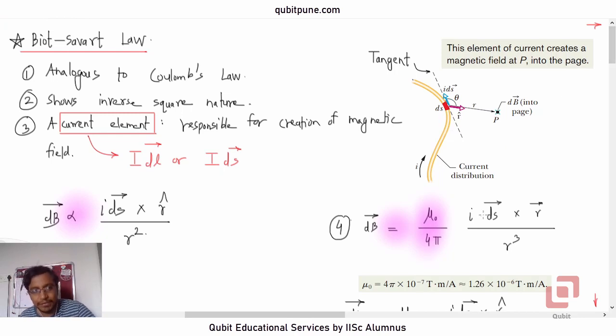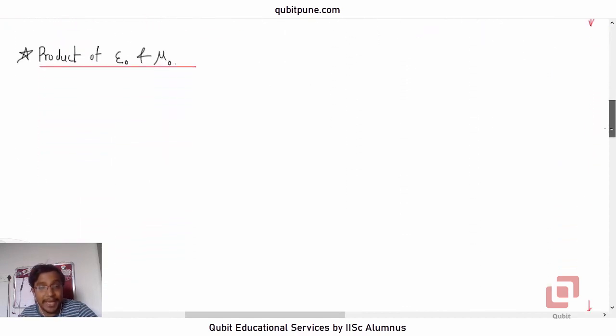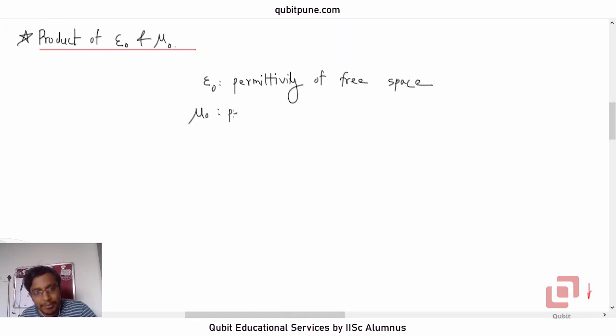So this is the differential form. You can state it in the integral form as well. Okay, fine. That's Biot-Savart Law. So epsilon naught is the permittivity of free space, and mu naught is called the permeability of free space.